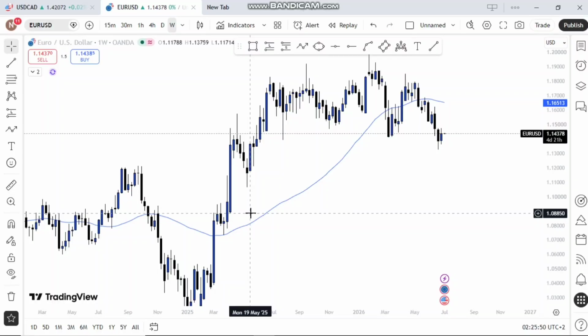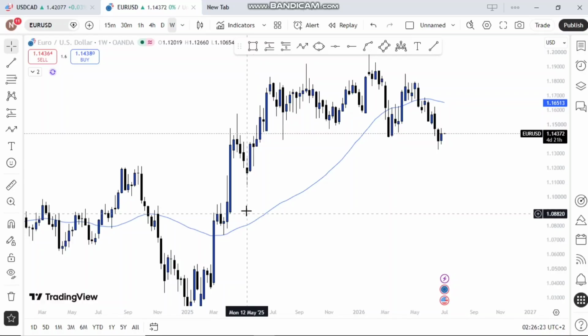Last week I analyzed GBPUSD and USDCAD, and they both went in my direction. Congratulations to the students that took the trades with me. This week we are looking for more opportunities on EURUSD and USDCAD. The USDCAD trade I'm going to share in the group, and then I'm going to do EURUSD now.